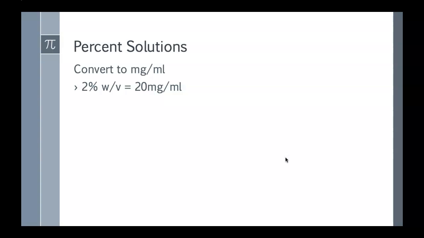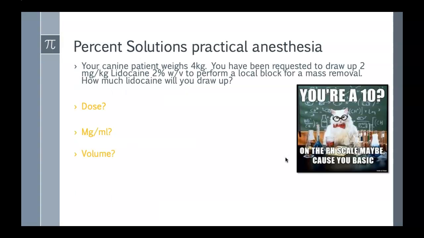Okay, converting mgs to mil. We've got 2% solution is a 20 mg per mil. 10% solution is 100 mg per mil. 5% solution is a 50 mg per mil. Easy peasy. So looking at percentage solutions for practical anesthesia.